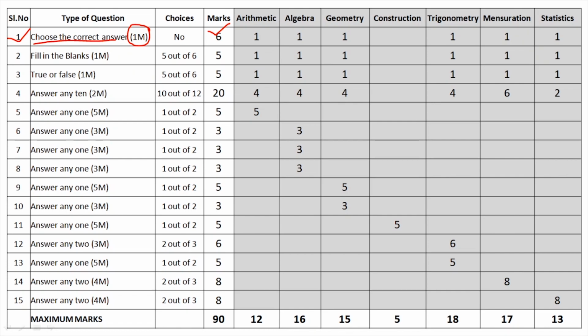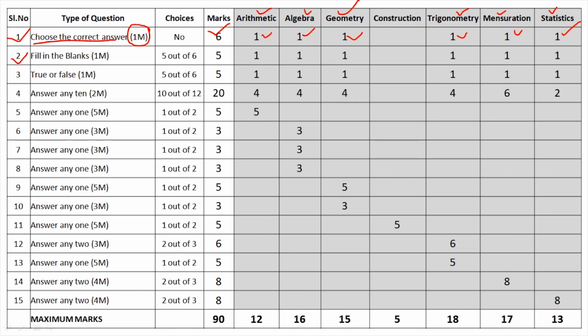Each contains 1 mark, and the questions will be from arithmetic, 1 question containing 1 mark, algebra 1 mark, geometry 1 mark, trigonometry 1 mark, mensuration 1 mark, and statistics 1 mark. So there will be 6 questions, and you have to answer all of these questions, and each one will be from arithmetic, algebra, geometry, trigonometry, mensuration, and statistics.